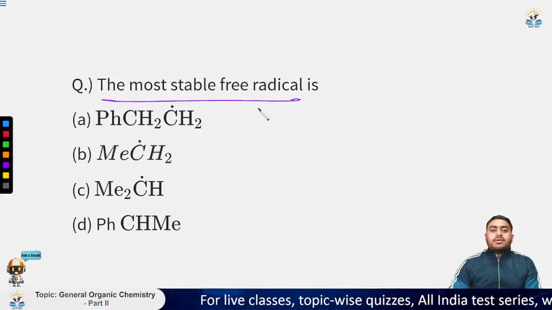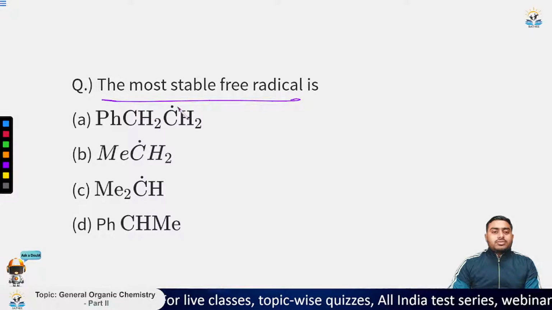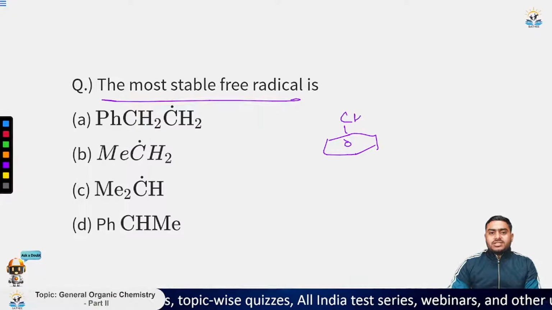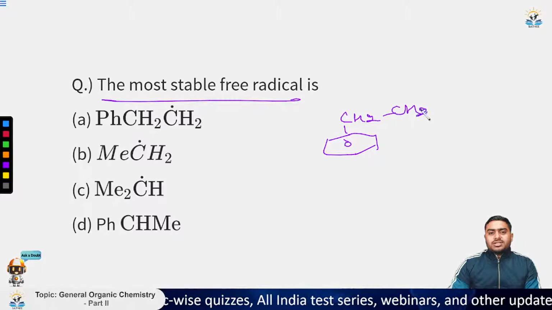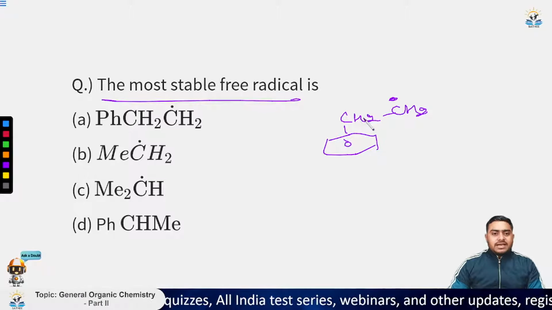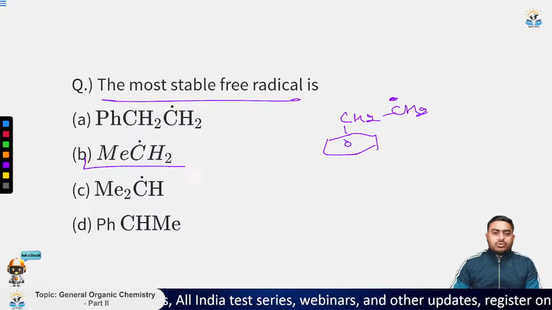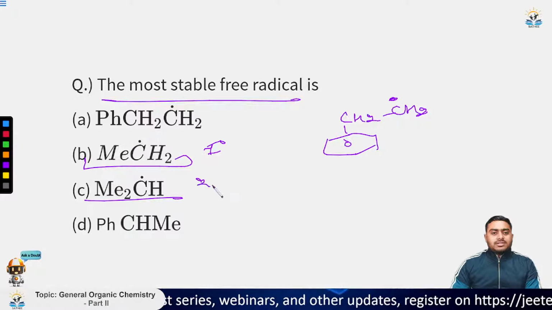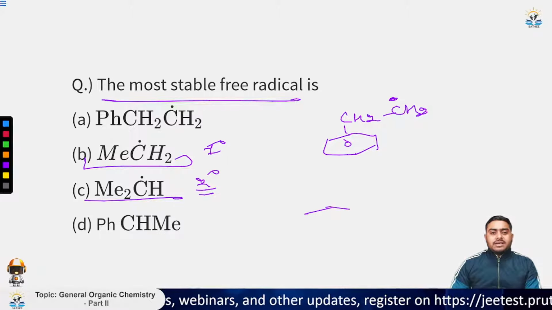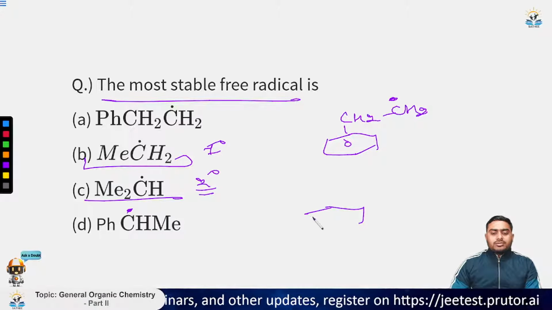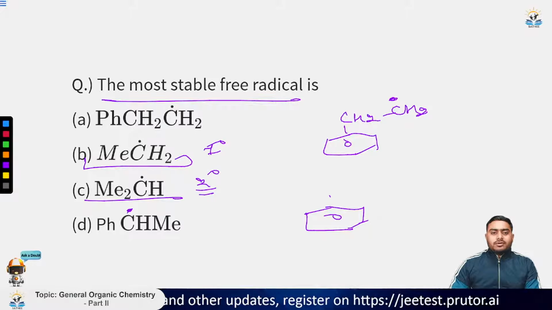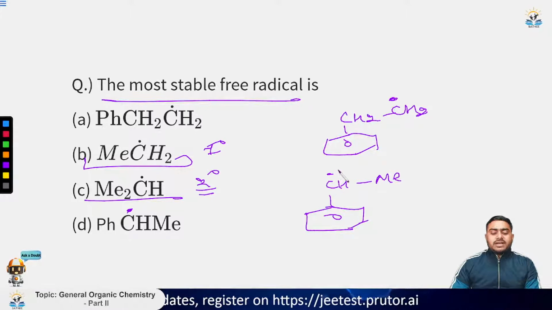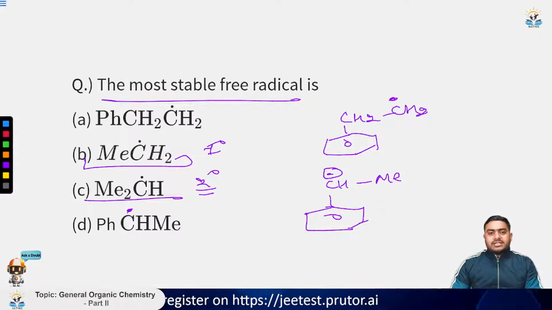The most stable free radical. PhCH2CH2, you can see Ph is phenyl, then this is CH2, then this is CH2 radical. This is not a benzylic radical. Then methyl and CH2 radical, then Me2CH radical. This is primary radical, this is secondary radical, and PhCHMe radical. That means Ph, this is CH radical, this is Me. This radical is stabilized by this benzene as well as this methyl group.